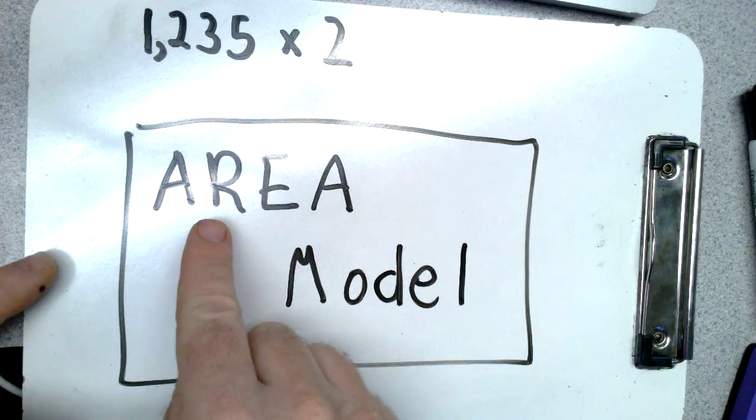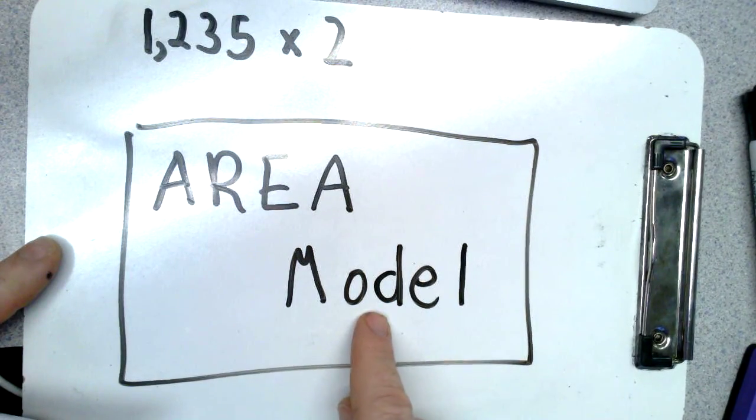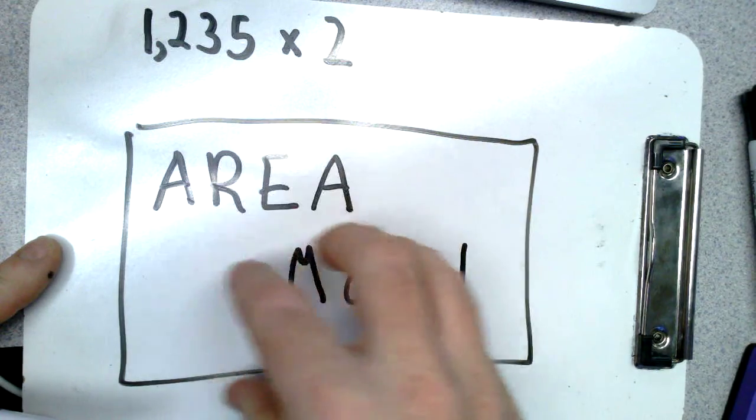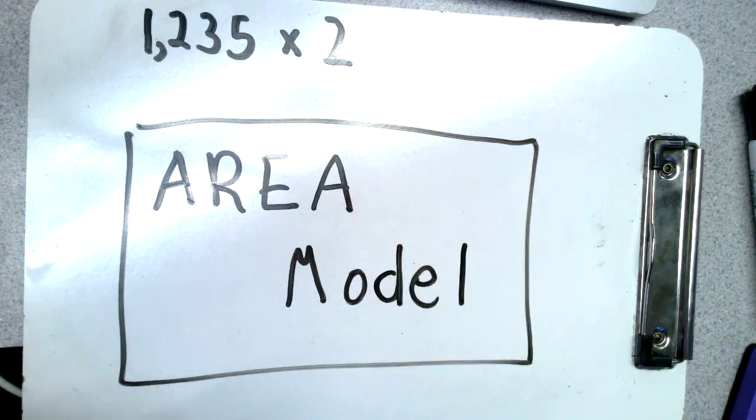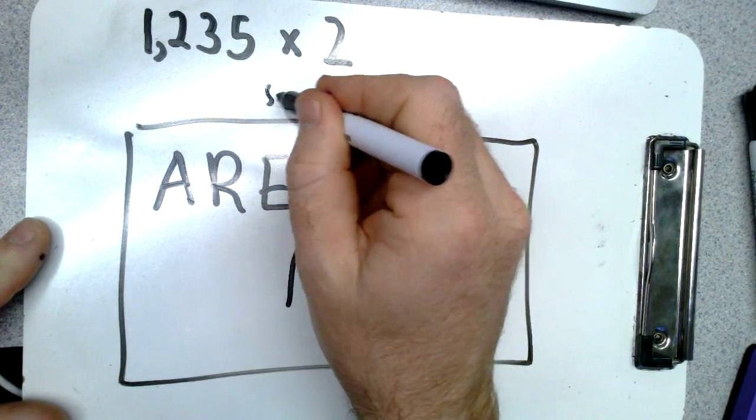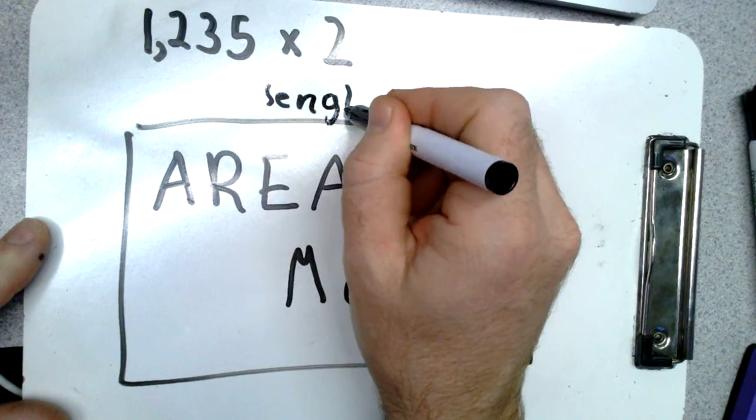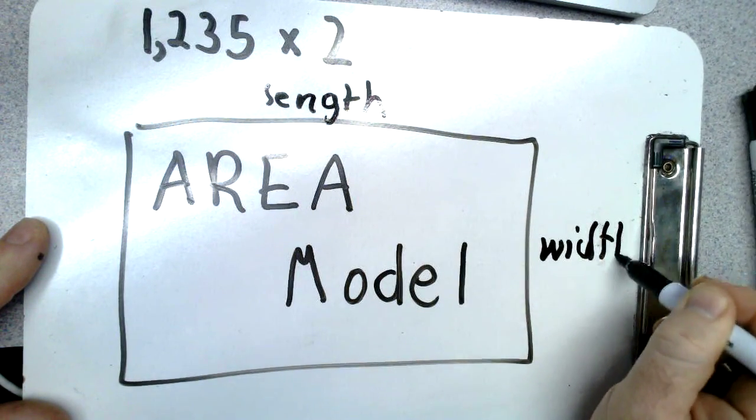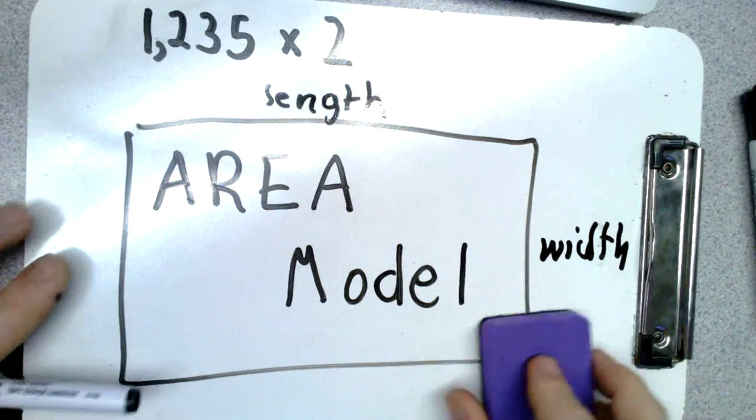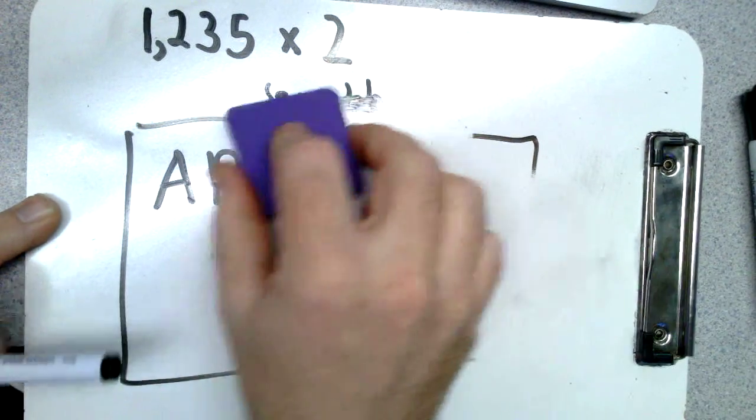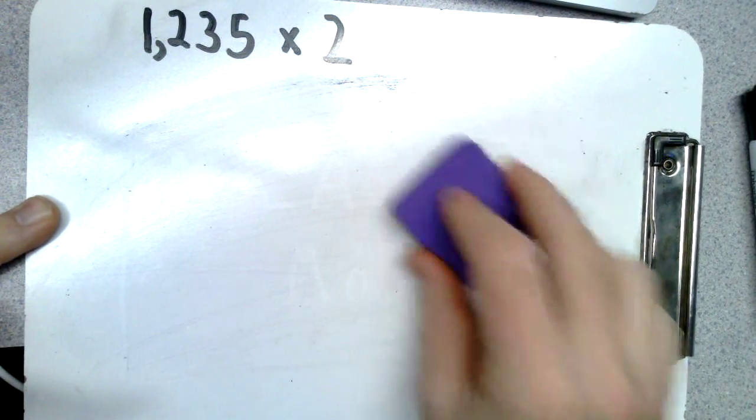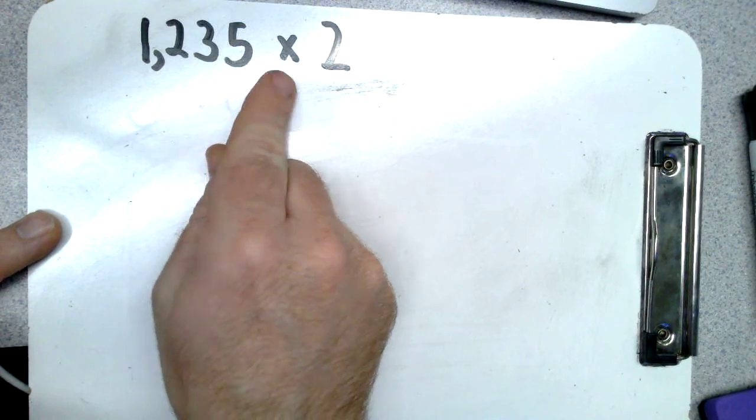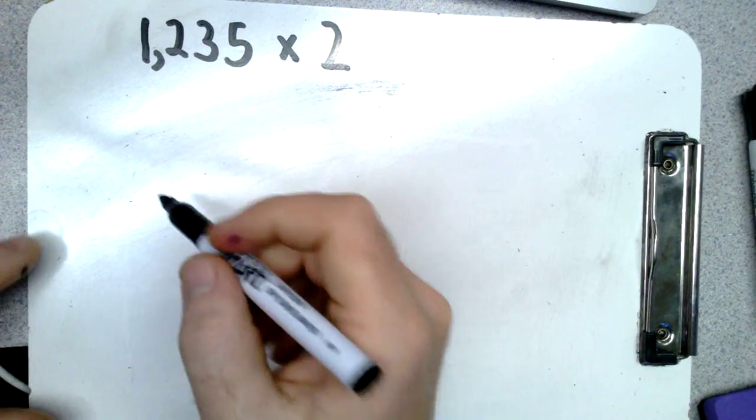Today we're learning about the area model. So if we remember as a review, the area refers to the inside of a shape. And so to find the area, typically what we do is we multiply the length times the width. All right? But we're going to use this area model with multiplying a multi-digit number. So here we go. What we're going to do today is we're going to multiply 1,235 times 2. And we're going to use the area model to do that.